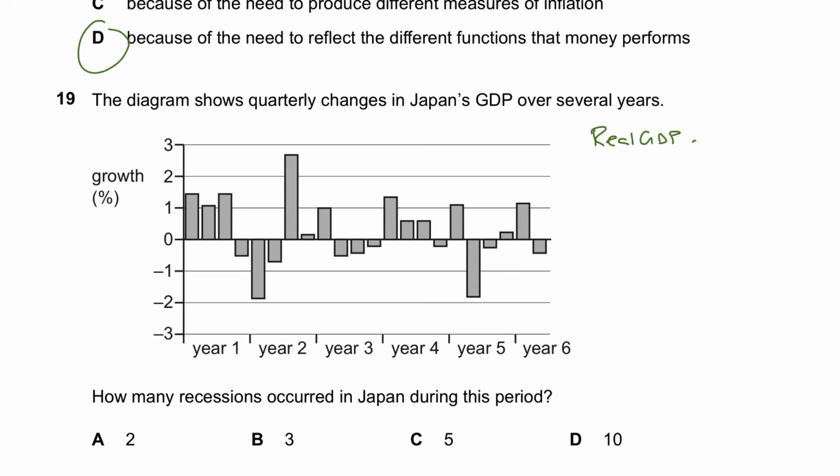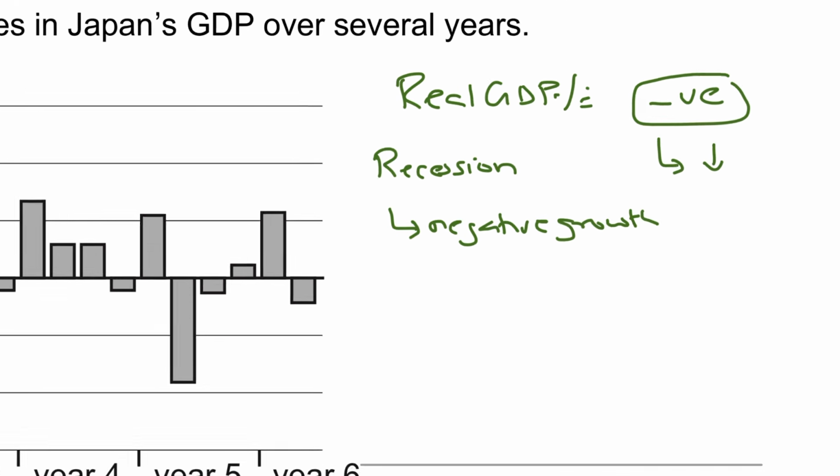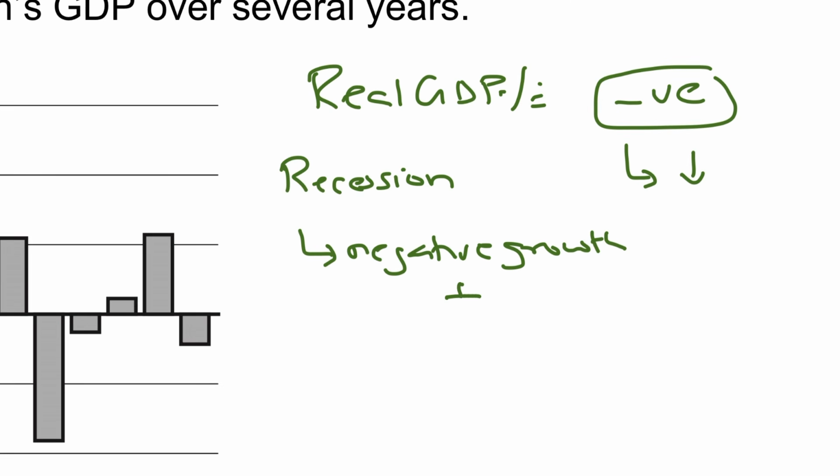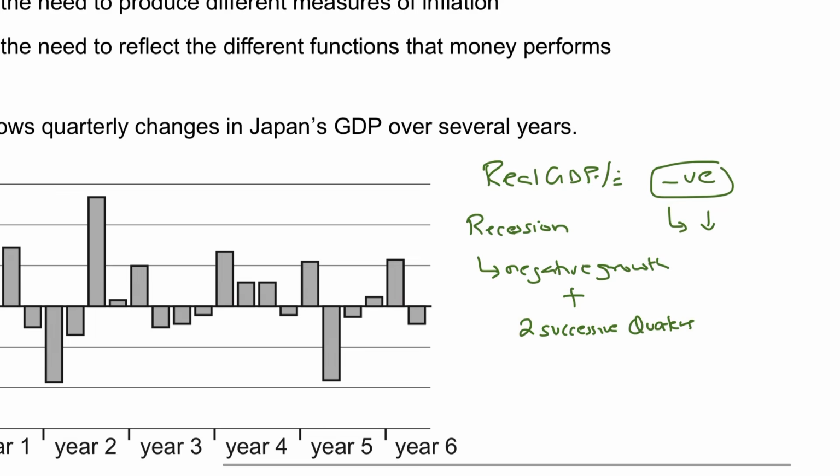If your real GDP growth rate is negative, that is indicating that your real GDP is falling. And a recession, by definition, involves two things. Firstly, your real GDP growth becomes negative. But not just negative growth, it also depends upon the time frame. So negative growth for two successive quarters. When you talk about two successive quarters, you're talking about the fact that your real GDP is going down.